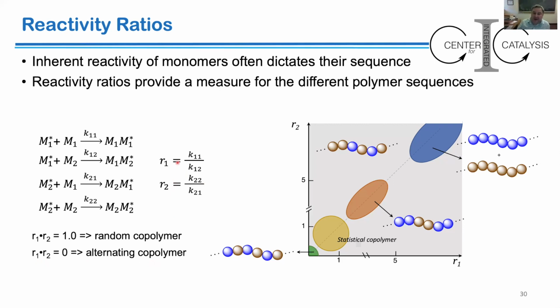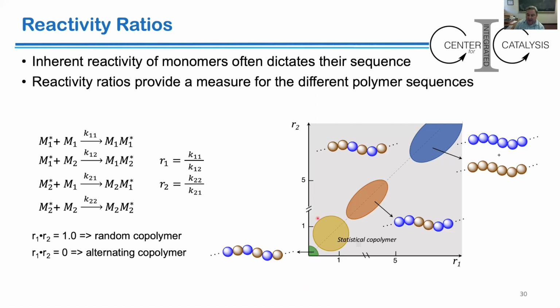However, if it turns out it's completely random, then when you multiply R1 times R2, you usually get a value of 1. So these reactivity ratios, which you can usually measure by looking at the relative incorporation of the monomer into the polymer at very low concentrations, can give you a sense for the sequence of a polymer when you don't have this precise sequence control like we have in the previous slides.